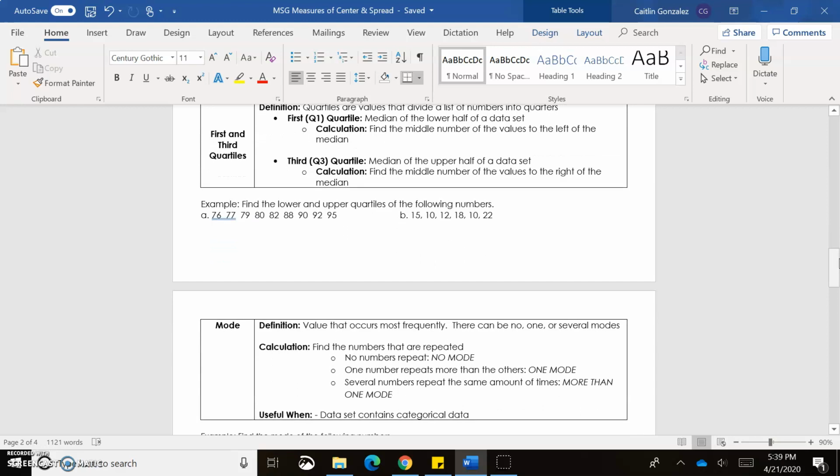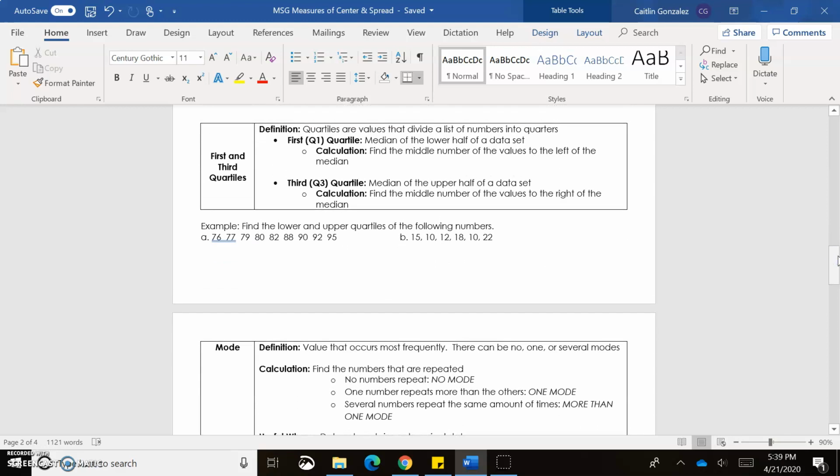First and third quartiles, those should also be familiar to you. Basically, your first quartile is the median of the lower half of your data, and the third quartile is the median of the upper half of the data. So again, you have to have your numbers in order from least to greatest, find the median, or where the median would be, and then look at the lower half of the data and find the middle of that, and the upper half of the data and find the middle of that.